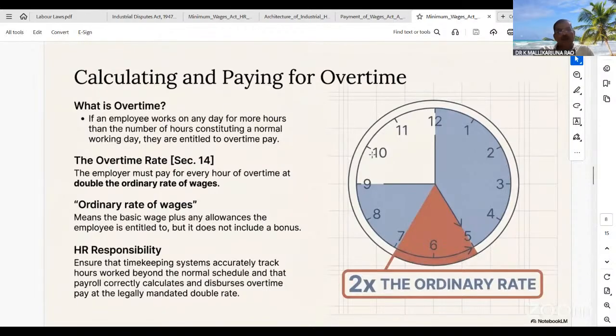And now, how to calculate the overtime? If an employee works on any day more than the specified hours, it is called OT, overtime. As per section 14, the employer must pay every hour of overtime at double the ordinary rate of wages. So suppose they are paid an hourly set amount, they need to pay double that amount for OT hours worked. This means the basic wage plus allowances of the employee must be counted for this ordinary rate. So HR is the responsible person to track this amount.